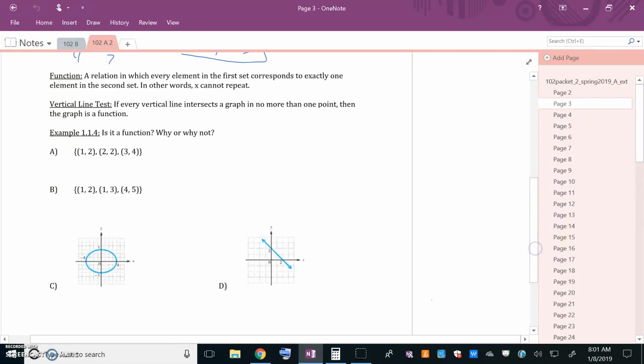Math 102, example 1.1.4. Here we'd like to talk about functions.